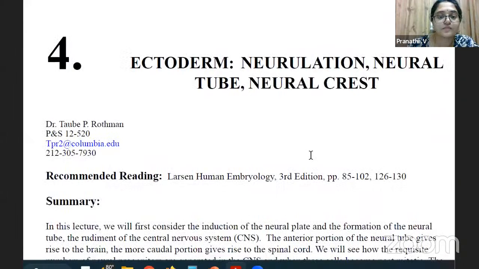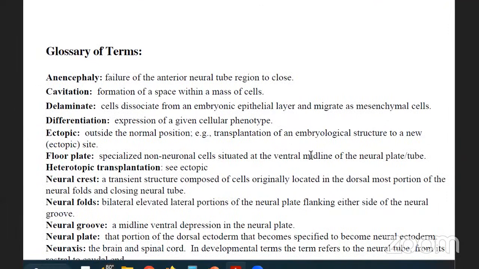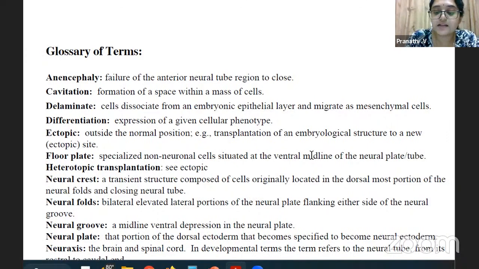Ma'am, what do fin folds mean? Fin folds are basically the external gills and the balancing organs in fishes, whatever fins are developing. It is basically like this. So this development of the fin and the folds in it is from the ectoderm.